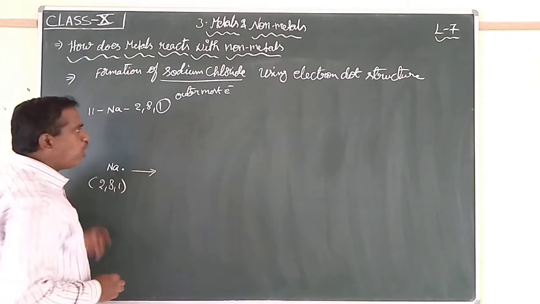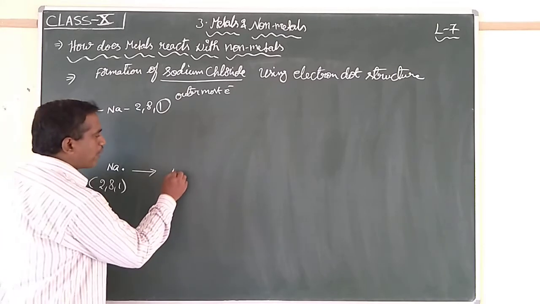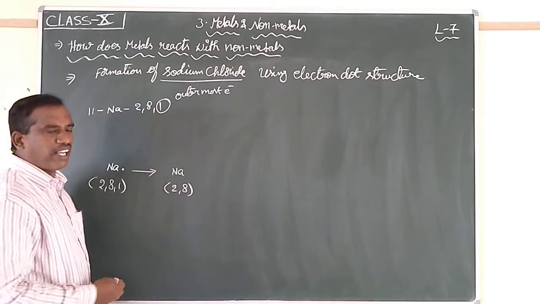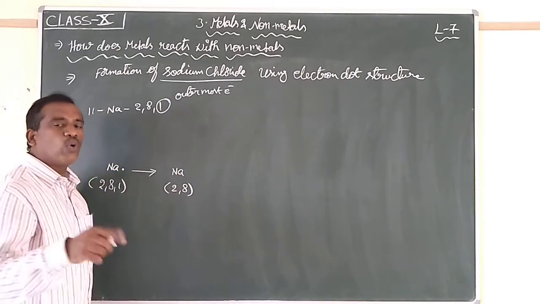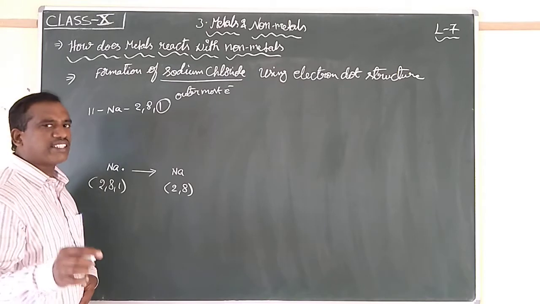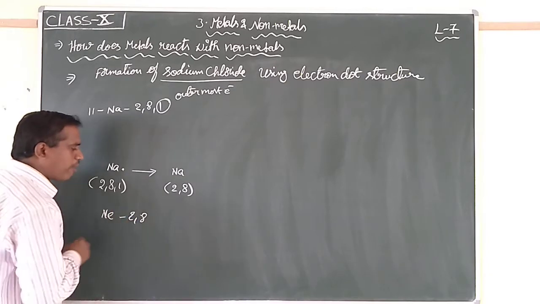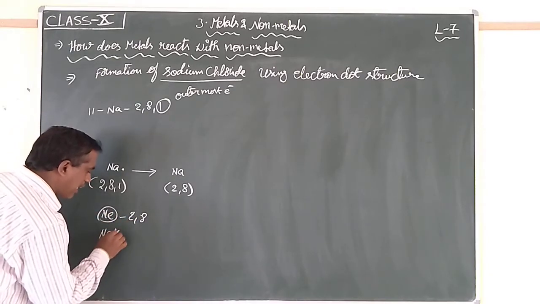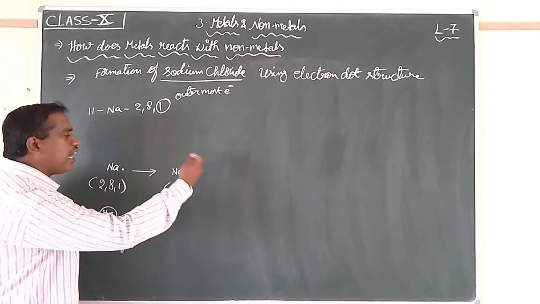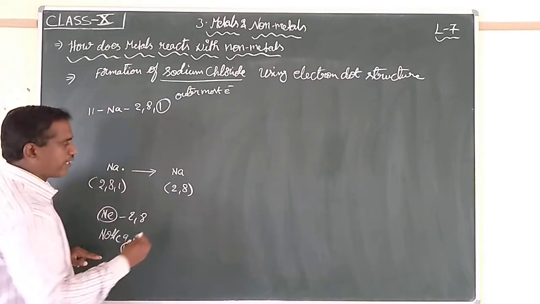This sodium, what will it do? It will try to lose that 1 electron, because after losing the electron, it will have the electronic configuration of 2, 8. Which atom is having the electronic configuration of 2, 8? Yes, we have neon. Neon's electronic configuration is 2, 8. What is neon? Neon is a noble gas. Sodium is trying to lose its single outermost electron to behave like neon. It is trying to attain the nearest noble gas configuration.